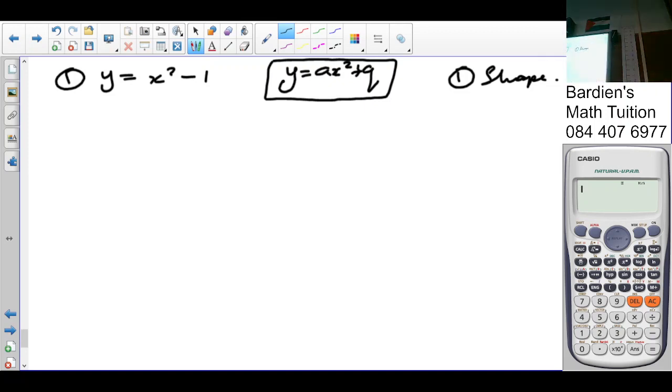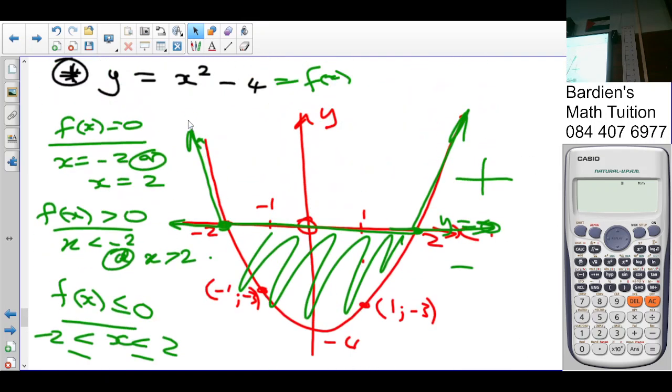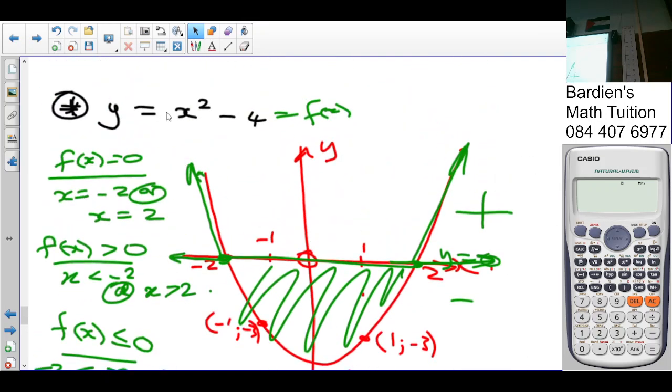So when a was greater than 0, or when a was positive, let's look at what happened to the graph. You see is a positive or negative here? It's positive, not so. When a was positive, a was greater than 0, the graph looked like this. If somebody looks like this, what are they doing? They're smiling. Not so. So if a is positive, the graph is smiling.